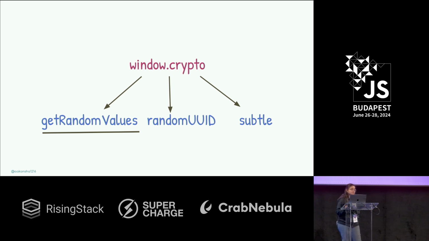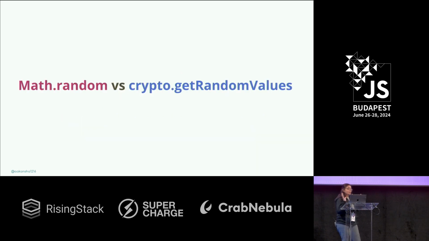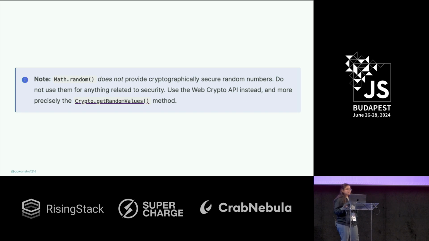So I would like to take a little bit of time to talk about getRandomValues. We have this function Math.random in JavaScript already to generate random numbers. Then why do we need crypto.getRandomValues? Any of you has actually noticed this in the MDN docs?